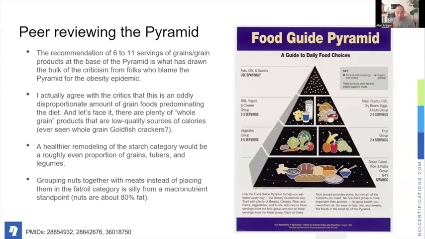Grouping nuts together with meat there at the top is kind of silly. Yes, there is protein in nuts, but nuts are about 80% fat. So from a nutritional standpoint, it just makes more sense to group nuts in the fats and oils category. And so the pyramid doesn't do that. And so we can definitely nitpick at it, and it's definitely imperfect. And unfortunately, as a public health signal, it didn't really work.